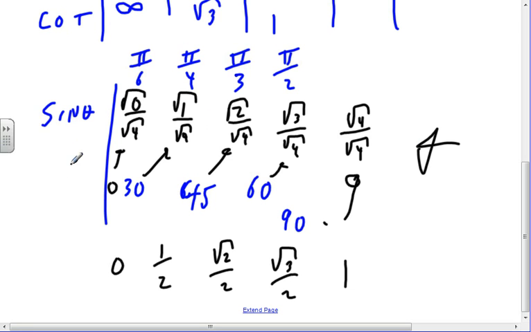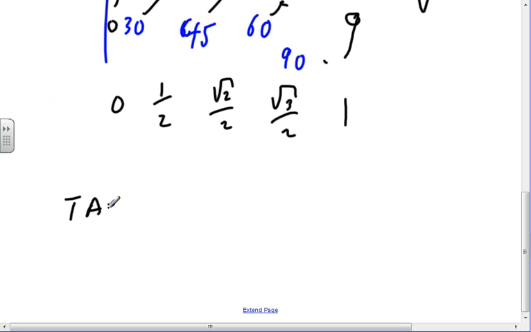And then if I'm doing cosine, it goes the other way. So there's 0, 30, 45, 60, 90 if I'm doing cosine. And when I'm doing tangent, tangent is sine over cosine. And now that I already know sine and cosine, I can find sine over cosine. And I'm all done there.